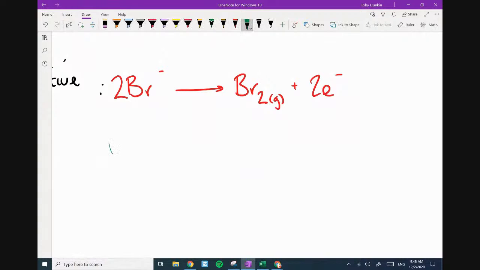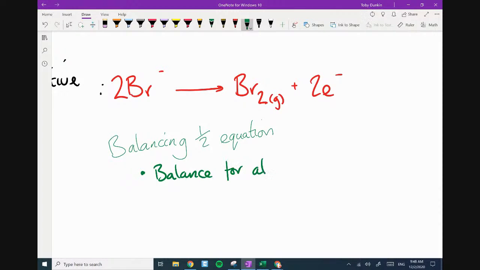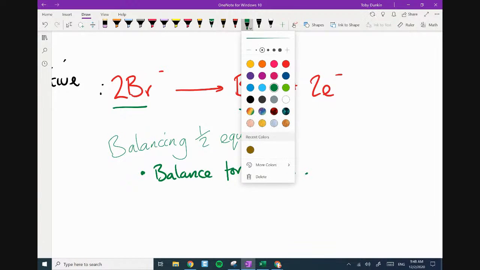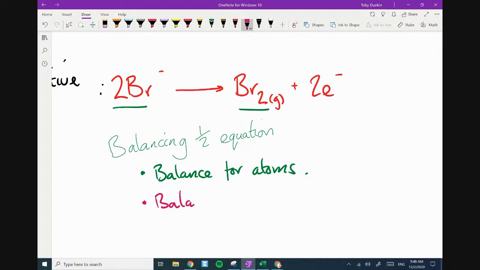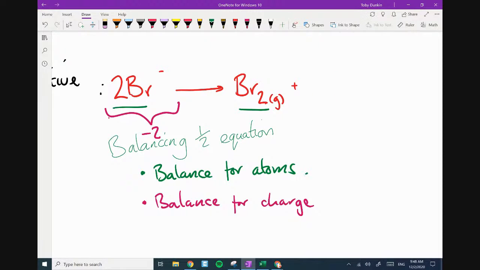When balancing half equations, what I'm actually doing here is balancing for atoms. Number one, balance for atoms, which I did first. That there was the 2Br and Br2. So that was the first step I did. The second step I did was balance for charge. So what I'm now doing is I realize on this side, I've got -2 because I've got 2 Br minuses. And on this side, without the electrons, I've got 0. So I need to make them the same.